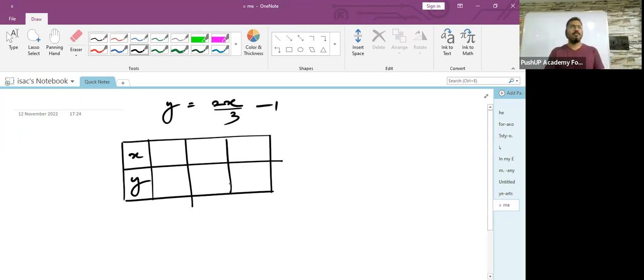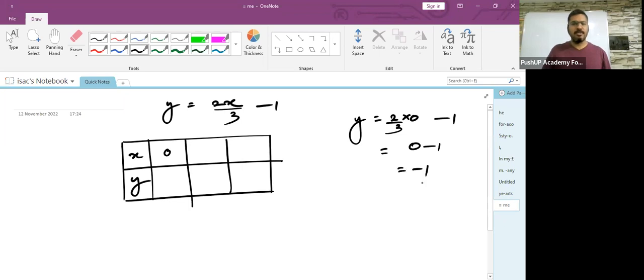Which value of x do you want to take first? 0? There is no problem if you take x as 0, because it will be 2 by 3 into 0 minus 1. Any number multiplied by 0 is what? A 0. So you get 0 minus 1, which is equal to minus 1.